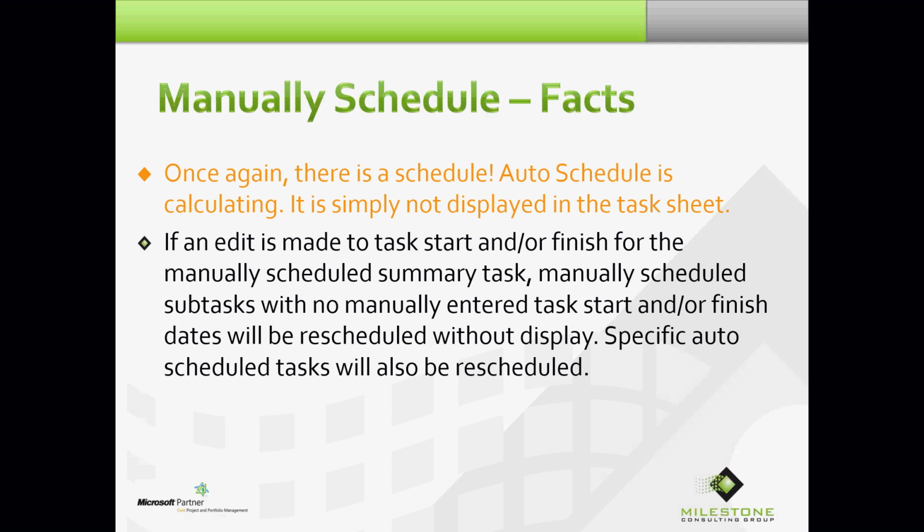So now we'll go a little bit further and get a little bit more advanced. If an edit is made to task start, end, or finish for the manually scheduled summary task, a manually scheduled subtask with no manually entered task start, end, or finish dates will be rescheduled without display. A specific auto-scheduled task will also be rescheduled. Now, why did I write that note?